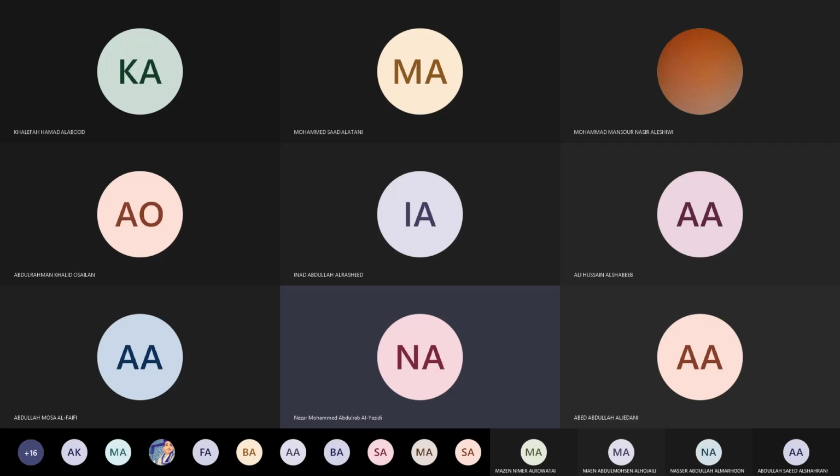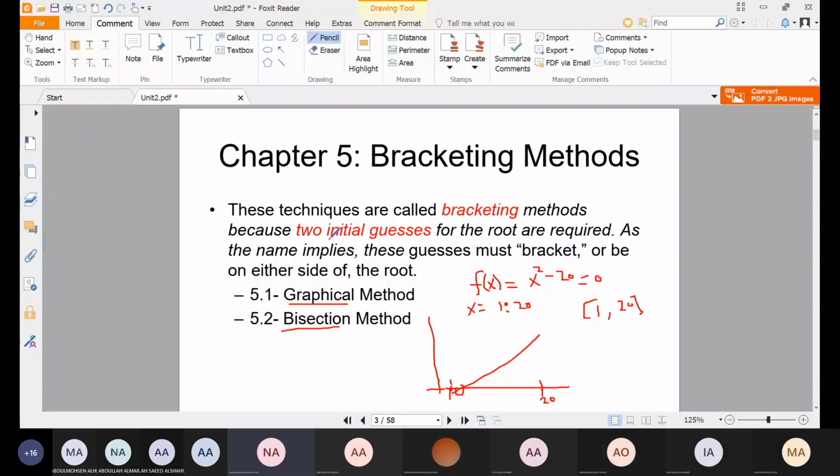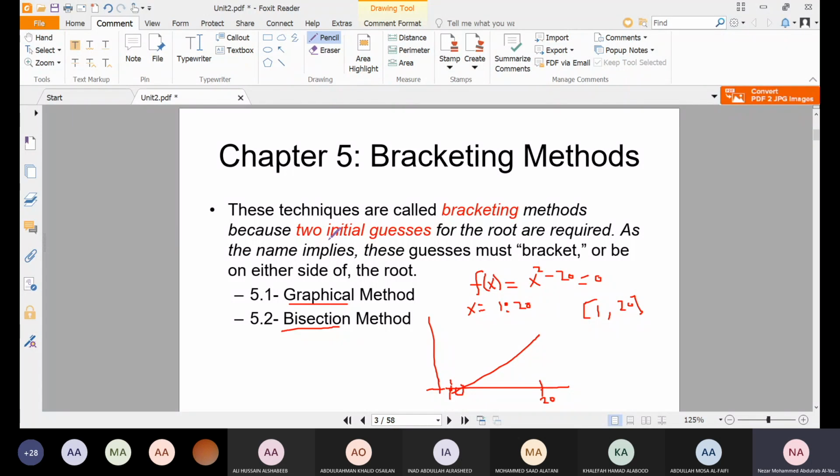used more than one guess. Okay, so otherwise 2, 1 or more. Okay, but usually the open method should be more accurate or converge faster than the bracketing method.